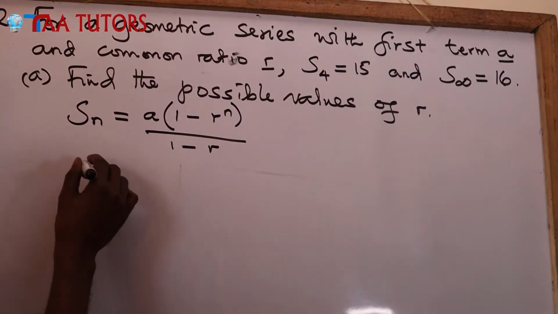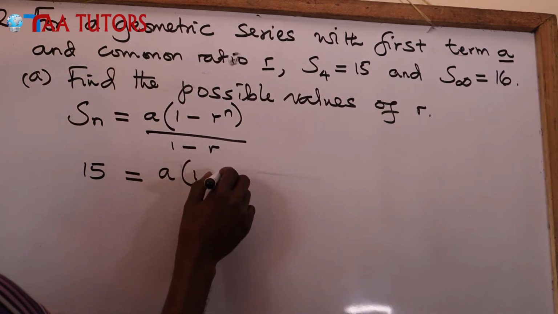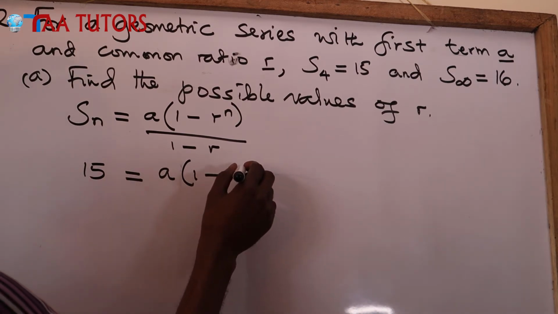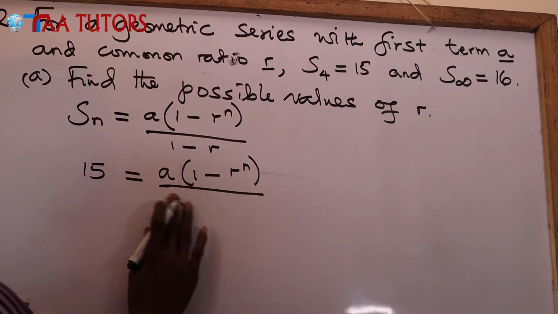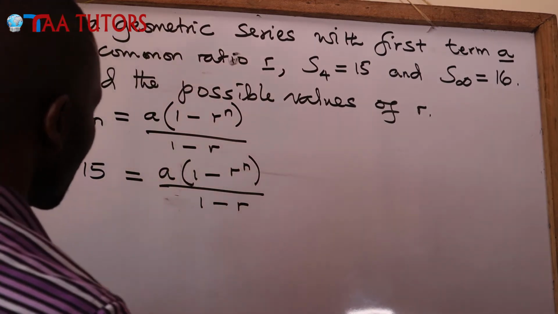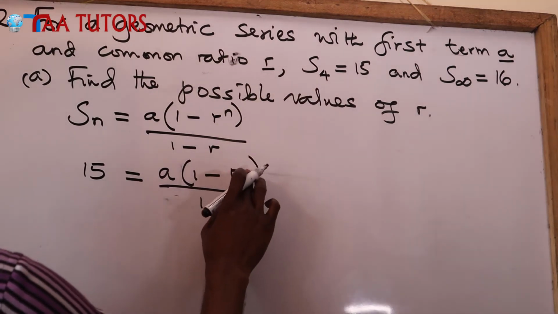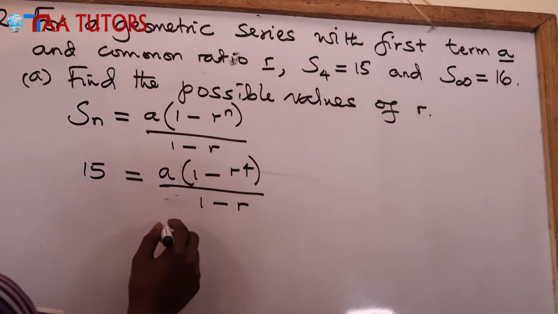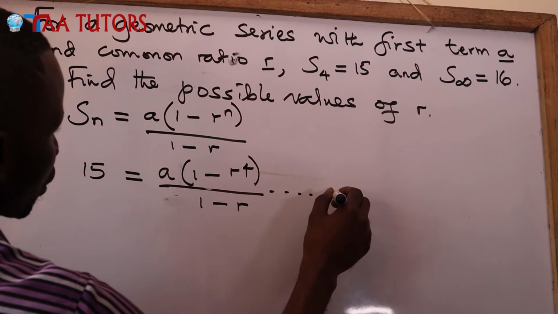So I'll say that the sum, 15, equals a into 1 minus r power n over 1 minus r. We know that our n here is 4, so we are going to substitute 4 for n. So we have r power 4. We cannot do anything about that, so we leave this one as our equation 1.